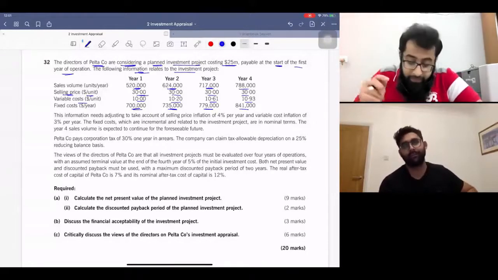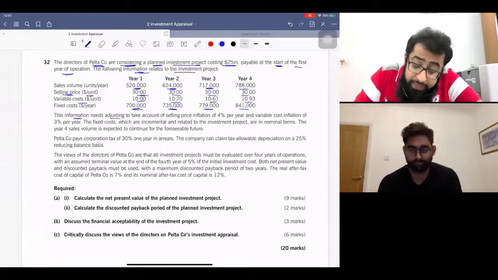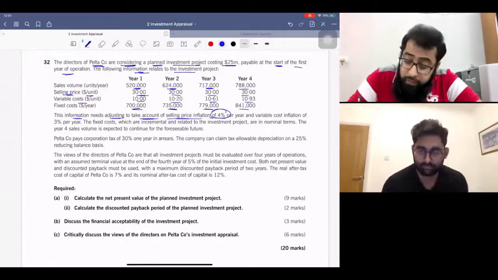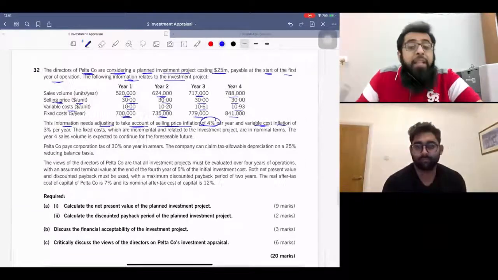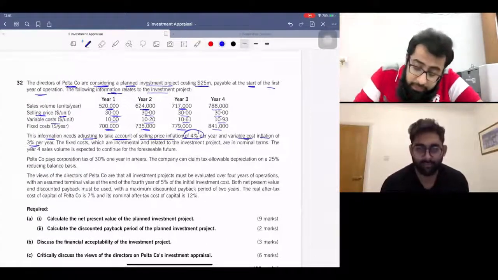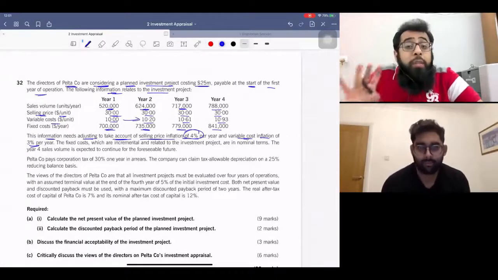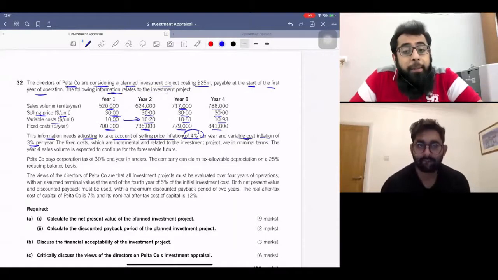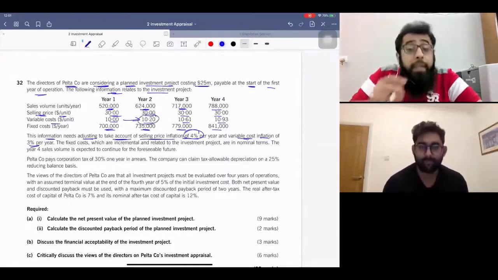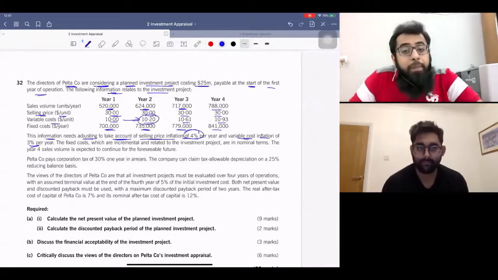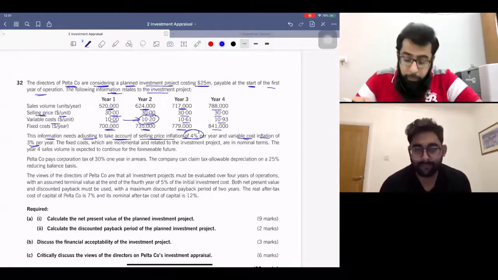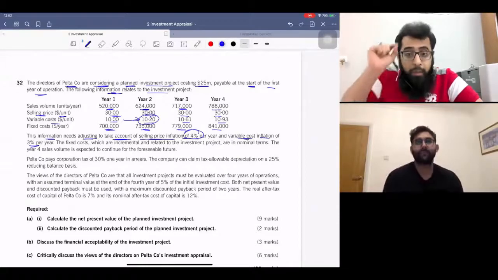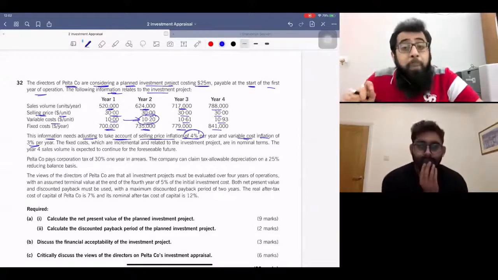Now, listen. The information needs adjusting to take account of selling price inflation of 4% and variable cost inflation of 3%. Now, this means that 10 to 10.2 do not include the impact of inflation. We have to put the impact of inflation separately. 10.2 is the uninflated value. Now, this will be a good learning on how you have to inflate this 10.2, because now you have to use the concept of power.